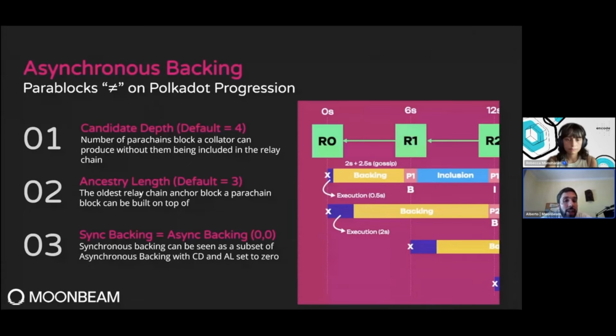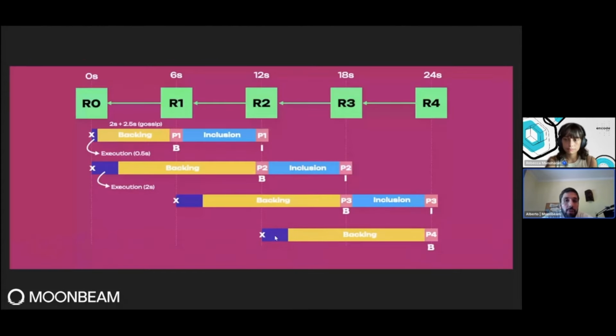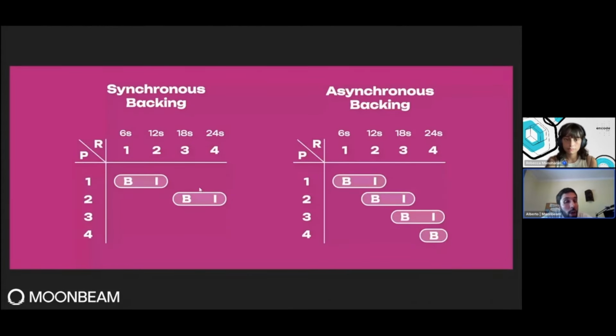And this means that you can actually run synchronous backing by running asynchronous backing with the parameter set to 0, because if we remember, we can only build on the latest relay chain block in synchronous backing. We cannot build on top of an older block. And this happens sequentially, right? So we need this block to be included in order to produce the next block.